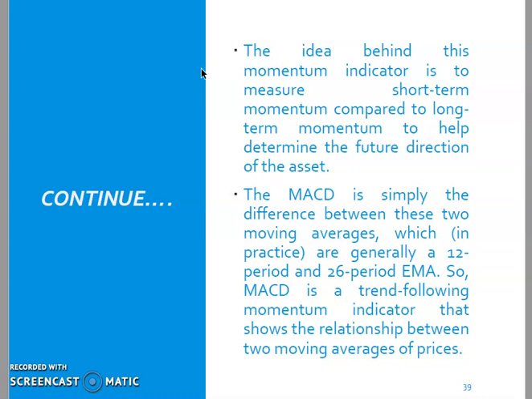The idea behind these momentum indicators is to measure the short-term momentum compared to the long-term momentum to help determine the future direction of the asset. The MACD is simply the difference between these two moving averages, which in practice is calculated based on the 12-day and 26-day EMA. So MACD is a trend following momentum indicator that shows the relationship between two moving averages of price. MACD can be categorized as a lagging indicator.